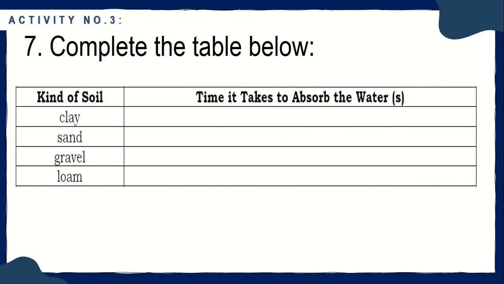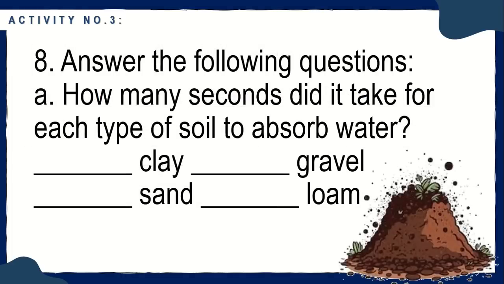And complete the table below. For the first column, we have the kind of soil: clay, sand, gravel, loam. For the second column, time it takes to absorb the water. Answer the following questions. How many seconds did it take for each type of soil to absorb water?